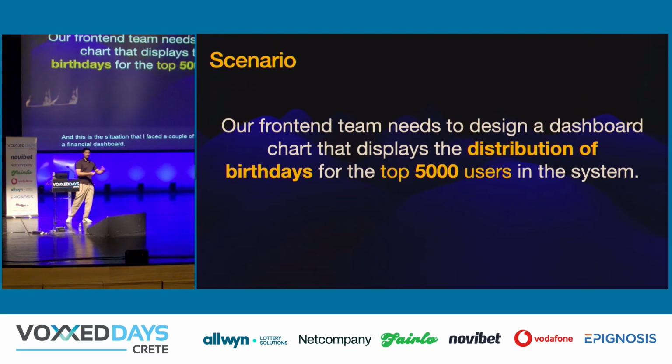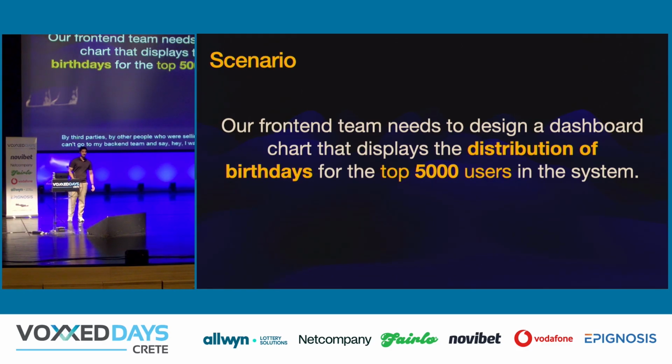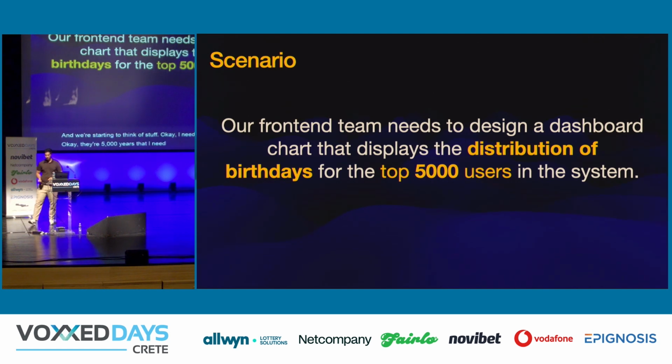And so we were dealing with a partner API in the sense that we built an in-house API that was being consumed by third parties, by other people who were selling it as a product, which means that I can't go to my backend team and say, hey, I want this, I want that. And that's the limitation. So what's highlighted in yellow here is key information that as a tech lead, we put our hat on and we're starting to think of stuff. OK, I need to have a chart now in my front end. OK, there are 5,000 users that I need information for.